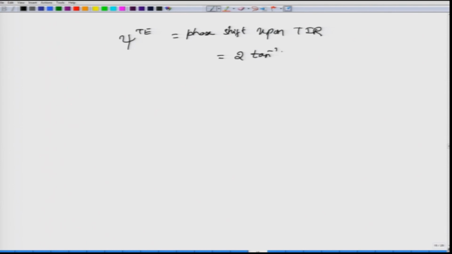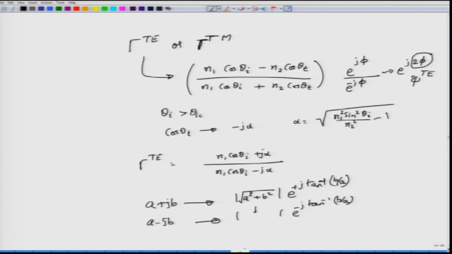And for the TE case you can show that this would be equal to 2 times tan inverse of square root of n1 square sin square theta I minus n2 square, divided by n1 cos theta I, or with a minus sign of course. And since minus of tan is the same, this can be pulled out and then you can put a minus sign back onto this one. So, this is the expression. Of course, this expression simply comes from this case, right.